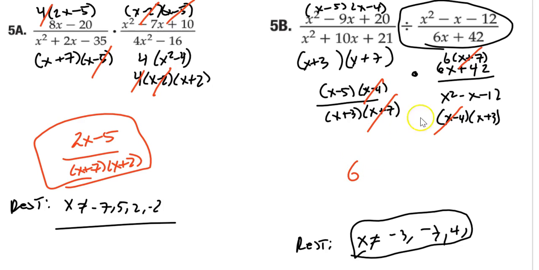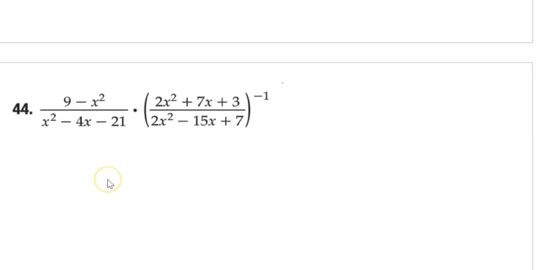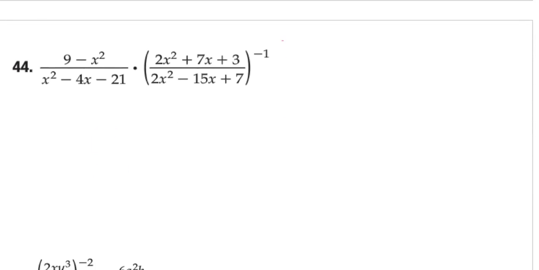On top we are left with the 6 right there, x minus 5, and on the bottom I have 2x minus x plus 3, so we can be a little fancy with this. And I get that. And that's how we simplify. The next few, I'm going to rewrite it. I'm not going to spend, actually this one I have to do. So let's do this next one.